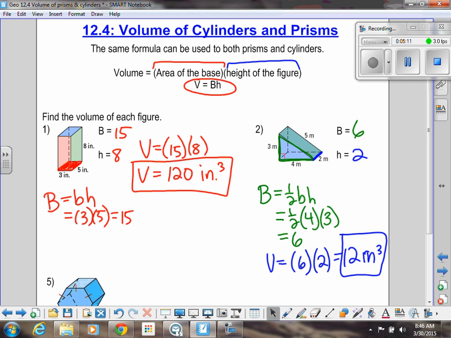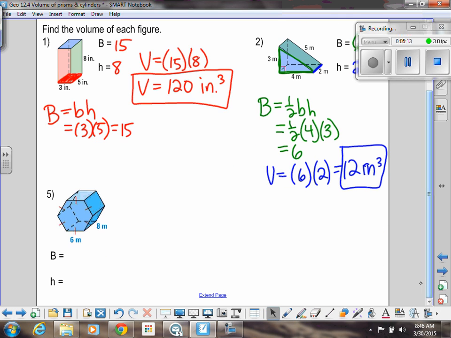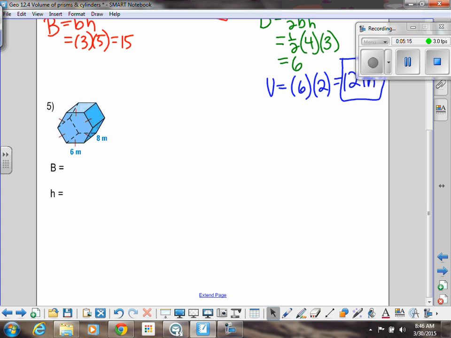All right, and down here, I have a hexagonal prism. So remember that on this one, we have to find the area of the hexagon. So let's do that second. I'm going to make sure we know the height first. Remember, the height goes from hexagon to hexagon, from front to back. So that's 8. And the formula for area of a hexagon is 1/2 apothem times perimeter.